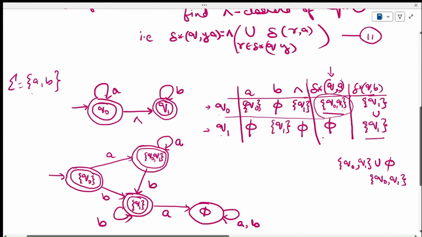So this is the DFA for the given non-deterministic finite automata with null transition. I will be discussing more such examples to convert NFA null to NFA and DFA.